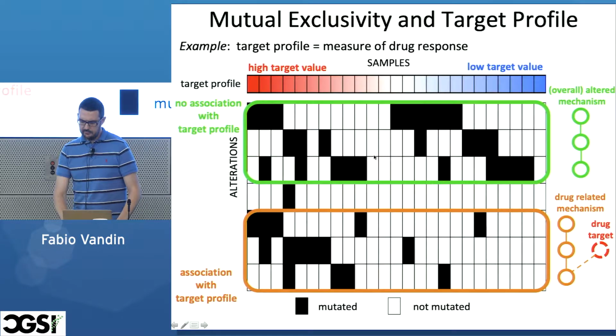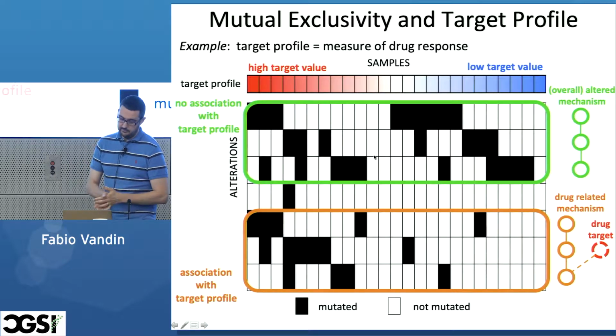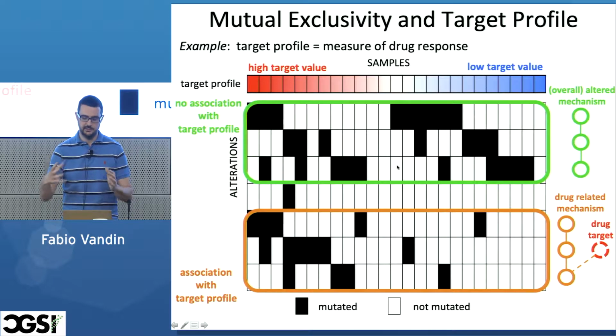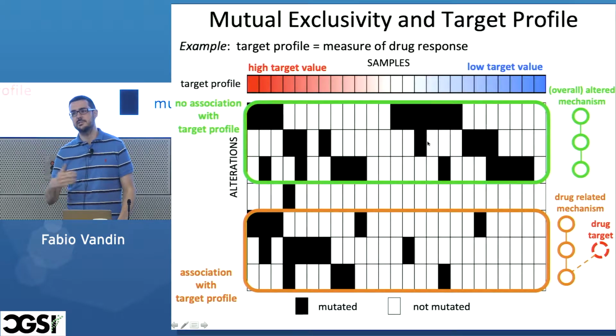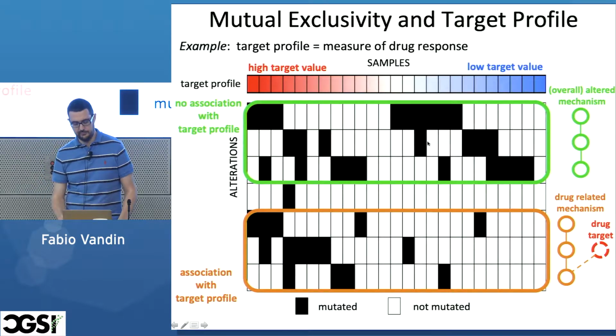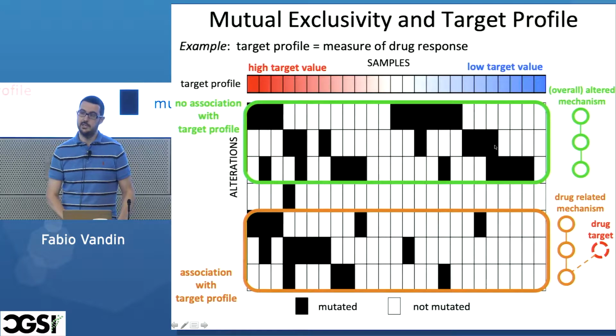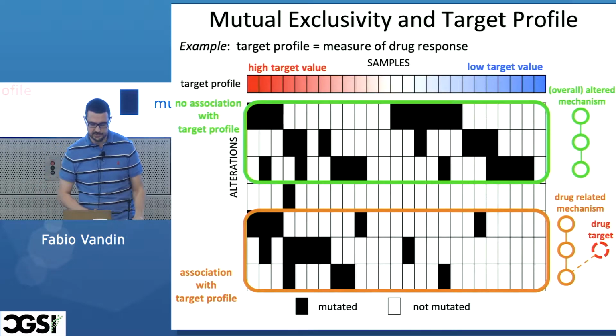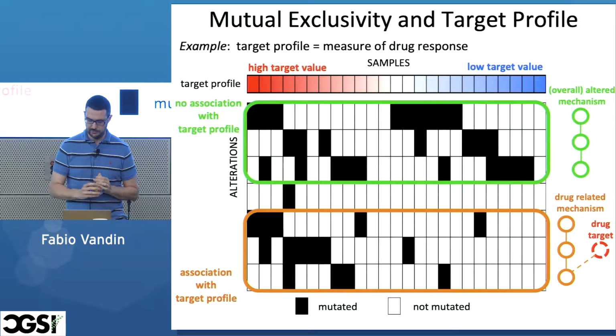So just to give you intuition, the first thing you could try to do is to say, well, instead of using the target profile, I could just try to identify subsets of genes that show high mutual exclusivity in the cancer cohort, and then see if these sets of mutually exclusive genes are actually associated with the target profile. So, a kind of post-processing to find the subsets of mutually exclusive genes that are associated with the profile.